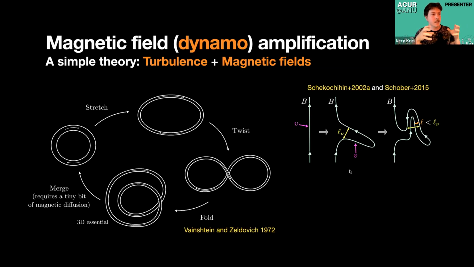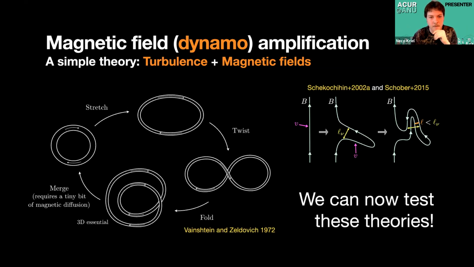Should they be concentrated on scales comparable to the turbulence, on scales smaller, on scales bigger? On what scale should magnetic fields be concentrated? And these theories are analytic, I should point that out. So we wanted to know, do these theories only exist within the page that they've been written? And now we can test these things.